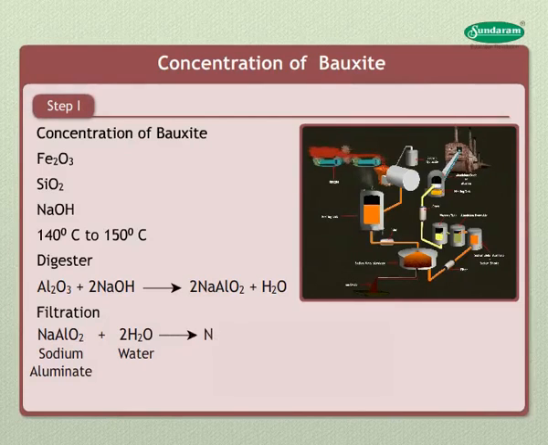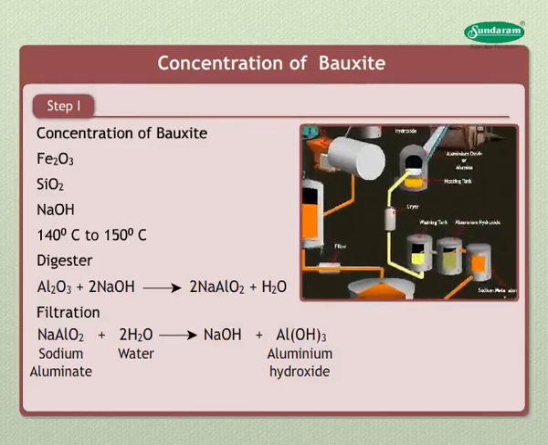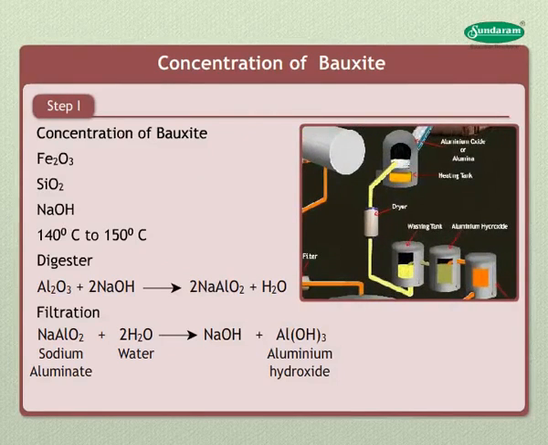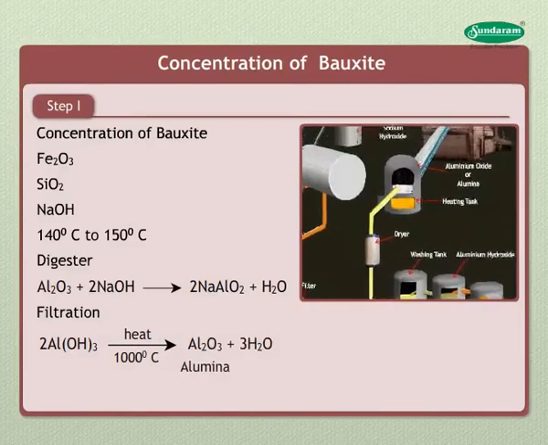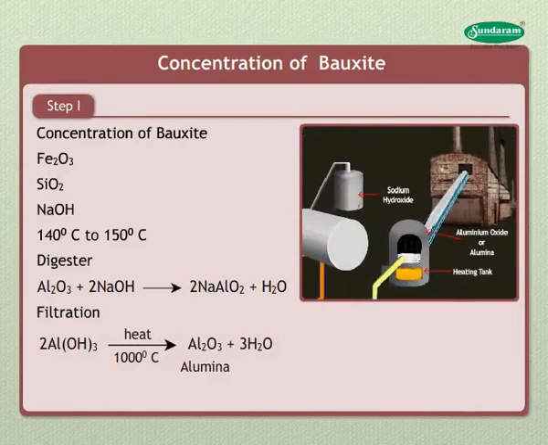NaAlO2 + 2H2O gives NaOH + Al(OH)3. The precipitate is filtered, washed, dried and ignited at 1000 degrees Celsius to get alumina, Al2O3. 2Al(OH)3, when heated at 1000 degrees Celsius, gives Al2O3 + 3H2O.